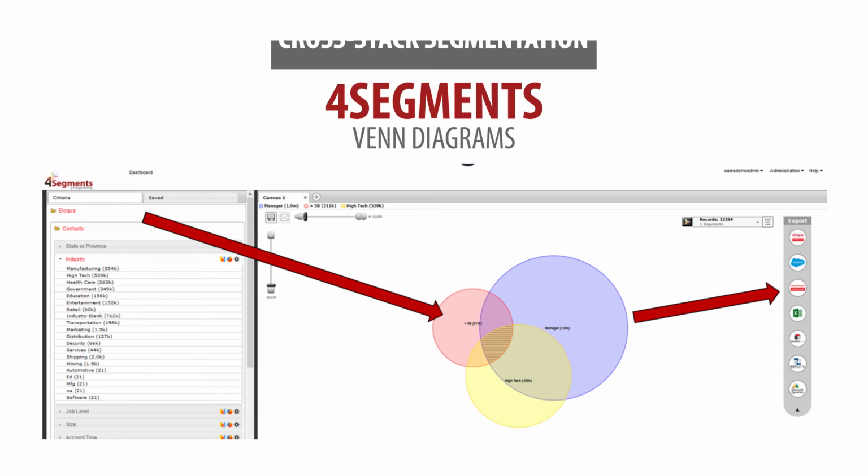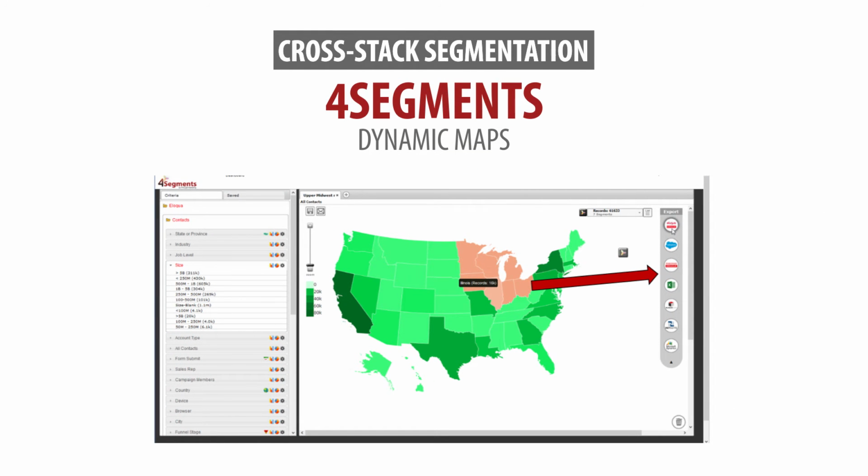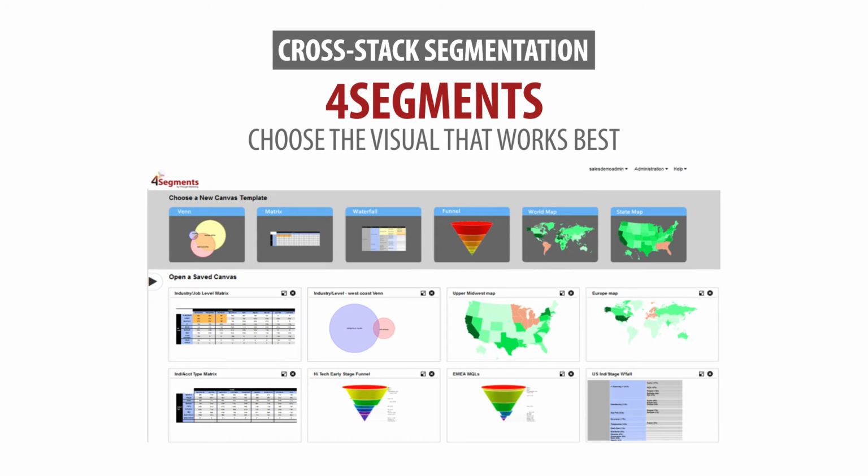We do that with 4Segments. This is visual cross-stack segmentation. You can take information from any system, manipulate it intuitively and graphically, here, a Venn diagram, and then move it to whichever tool, whichever member of your marketing stack needs that information. You can do it with maps. We have several different types of tools available to you: maps, funnels, matrices, waterfall diagrams, Venn diagrams. All of these work intuitively. They're easy to use regardless of where the data comes from. It's one segmentation tool for all of your stack members, and the ability to then move that information where it's needed today when you need it.